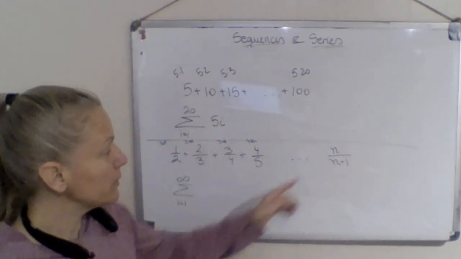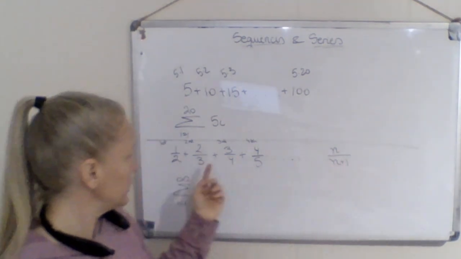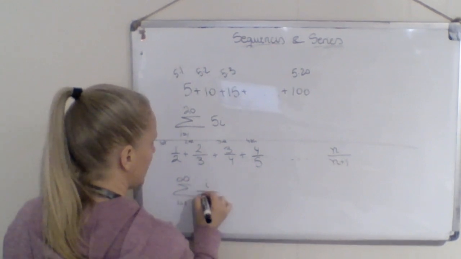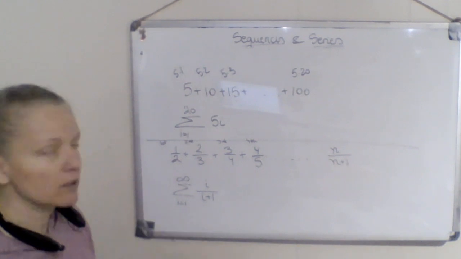So my first term would be 1 over 1 plus 1, which is 1/2. My second term would be 2 over 2 plus 1, which is 2/3, and so forth. So this is going to become i plus 1. If you're wondering why n and i, it's because sums are notated by i.